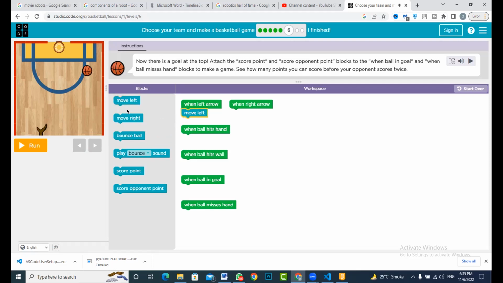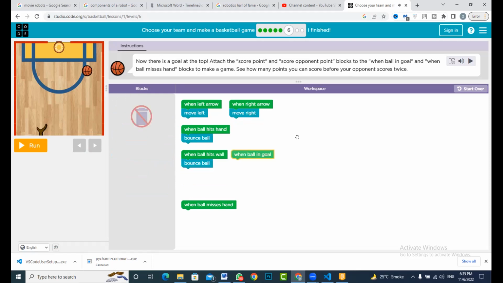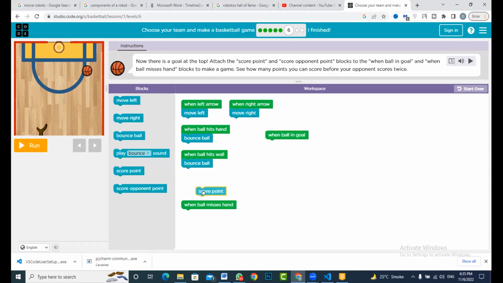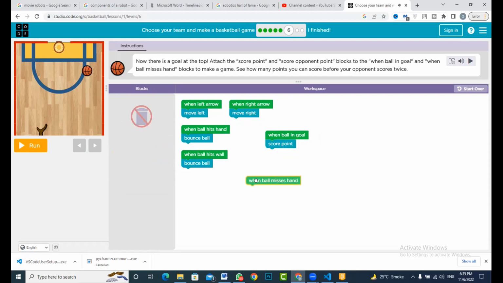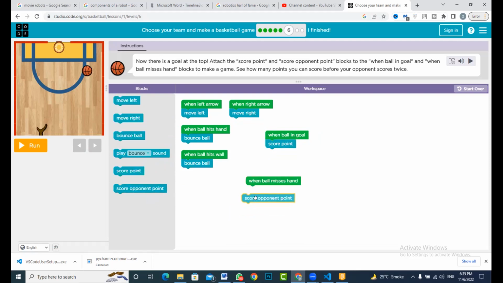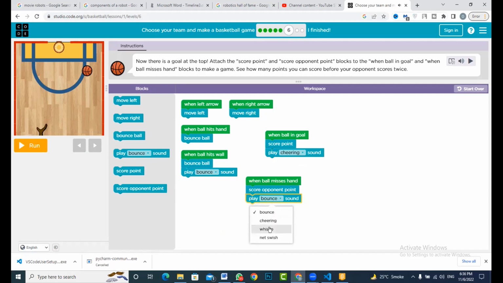When left arrow is pressed, move left. When right arrow is pressed, move right. When ball hits hand, bounce ball. When ball hits wall, bounce the ball once again. When ball is in the goal, you score a point. And when the ball misses hand, the opponent scores a point. And you play bounce sound, that's up to you. And also, if the ball is in the goal, you would want to celebrate that, so you just play cheering sound. And when opponent scores a point, you would want to have, let's say, some whistle sound.